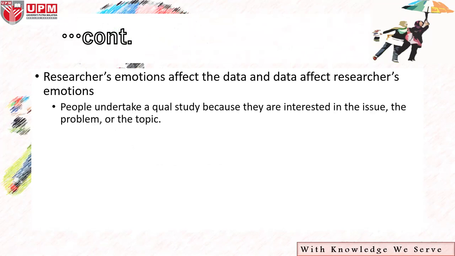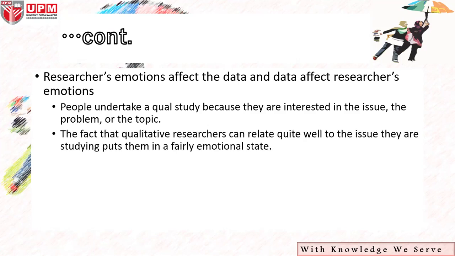Researchers' emotion affects the data and data affects researchers' emotion, vice versa. People undertake a qualitative study because they are interested in the issue, the problem or the topic. Probably some of the qualitative researchers are interested in the issue because they have previous experience. Contohnya breast cancer. She already experienced it before. So that's why she is interested to further the study related to the area.